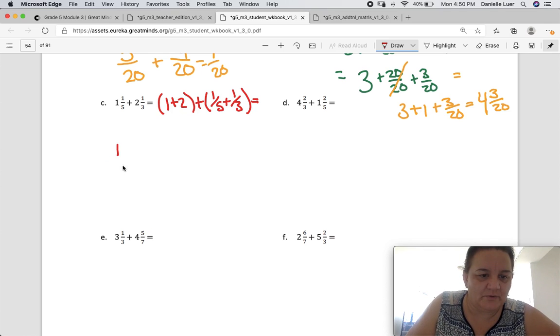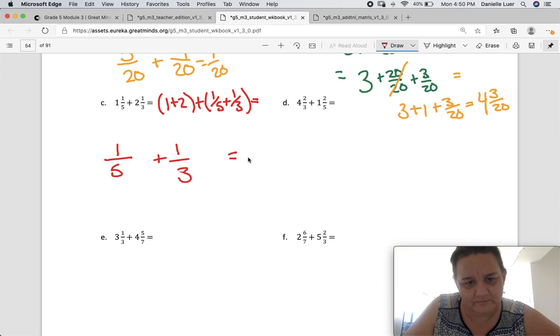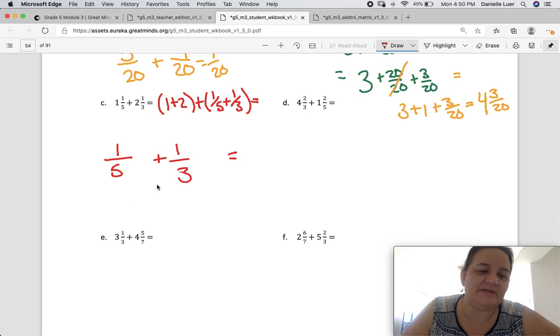So 1/5 and 1/3 equal, well, how do I want to do that? Do I want to do my skip counting, or do I want to just multiply the numbers?